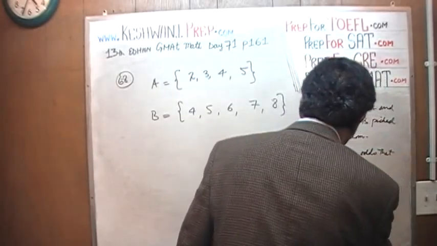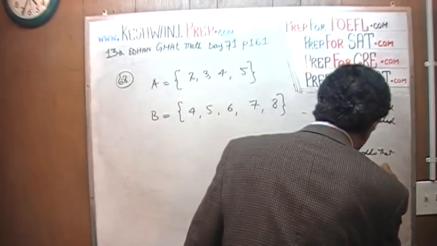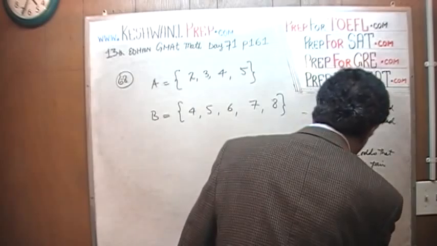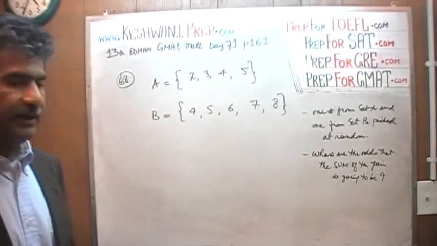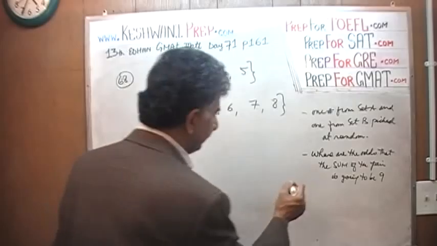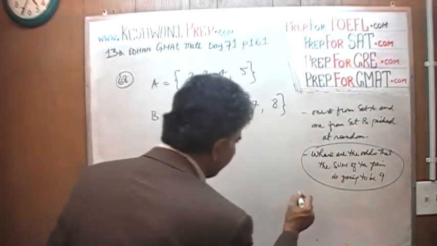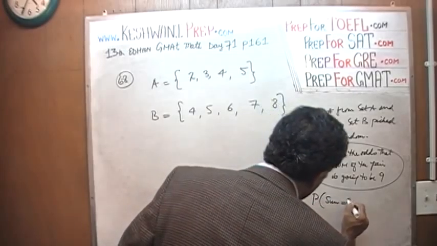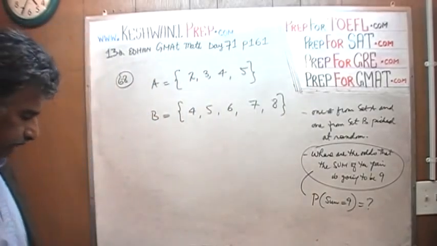What are the odds that the sum of the pair is going to be 9? Now, mathematicians of course will not write it out like this. They would use symbols, and this is how we write in symbols. In symbols you will say, probability that the sum equals 9 is what? So let's find out, shall we?